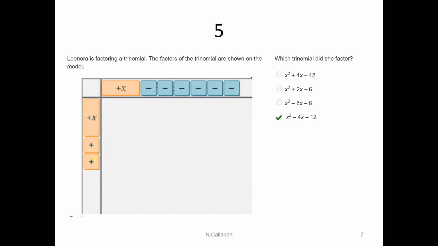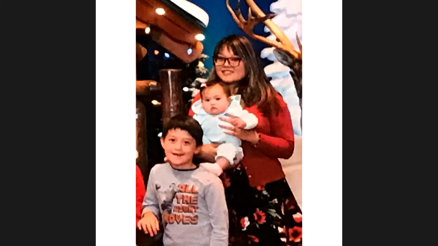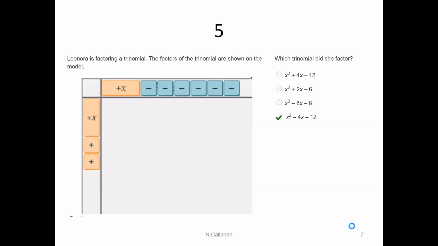Okay, so this person is factoring trinomials, and this is what is shown. There's 1, 2, 3, 4, 5, 6. So what that means is that you're going to have x minus 6 right here, because there's 1, 2, 3, 4, 5, 6. And then this one is 1, 2, so it's x plus 2, like that. Which trinomial did you factor it from? So with that said, you're going to do x plus 2 times x minus 6.